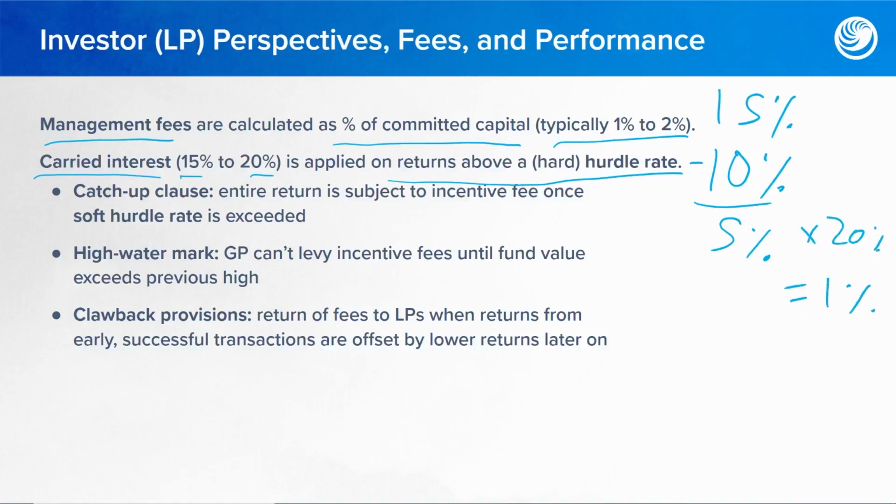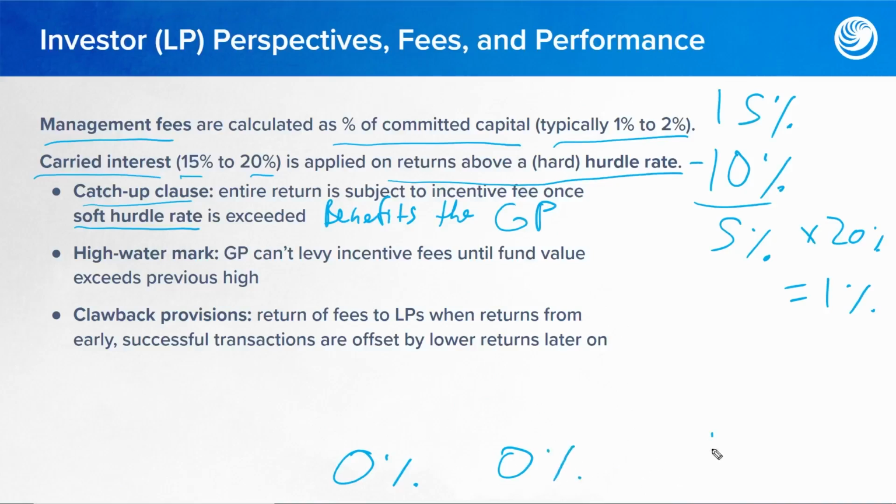Now let's look at a few of these different clauses and provisions that can be added. So one is a catch-up clause. The entire return is subject to incentive fee once the soft hurdle rate is exceeded. So this catch-up clause benefits the general partner. So let's say if a general partner has 3 bad years in a row, they get 0% in year 1, then they get 0% in year 2, and then the next year they get 15%.